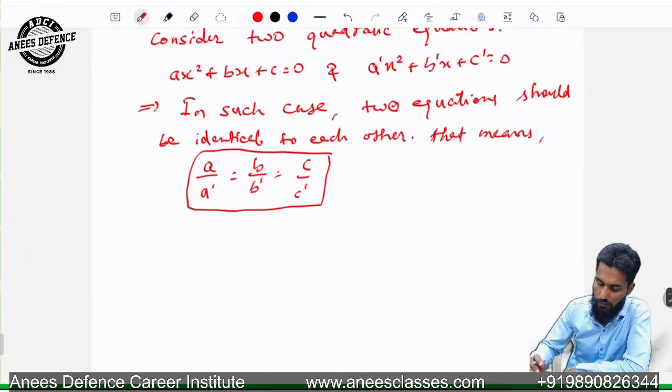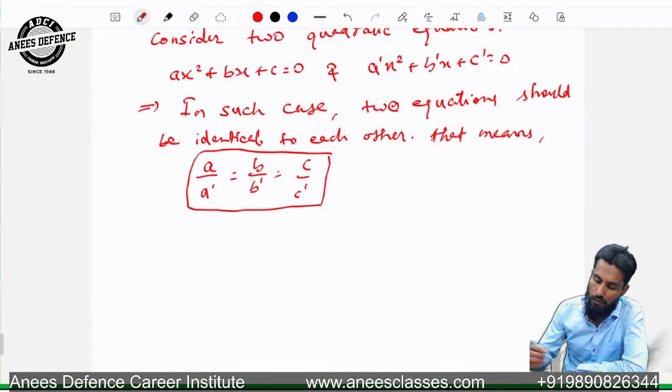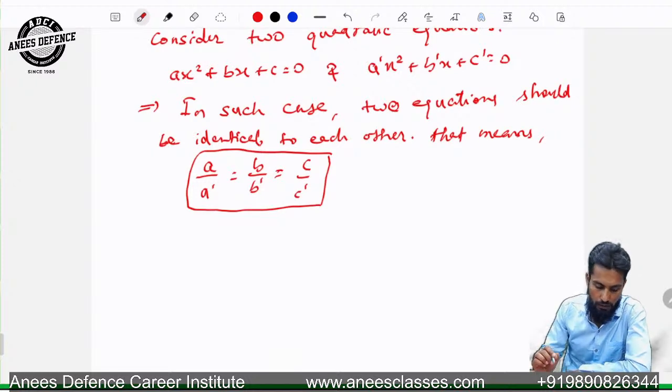So try to remember this part. They can give you one quadratic equation and they can ask you for the second quadratic equation for which both the roots are common. So you can use this ratio to find out the second quadratic equation. Fine. Okay. Second condition is when one of the two roots is common.